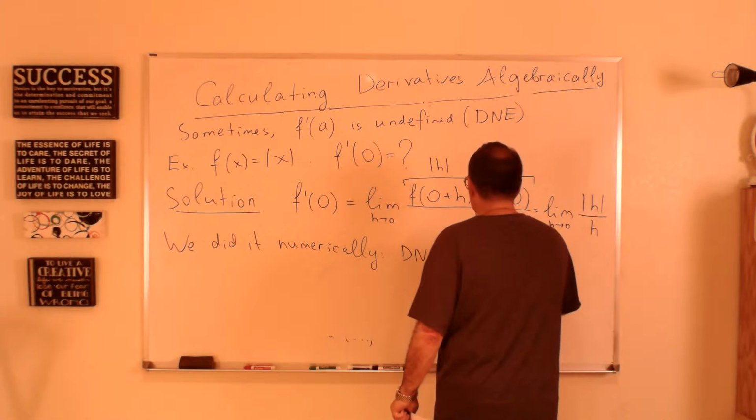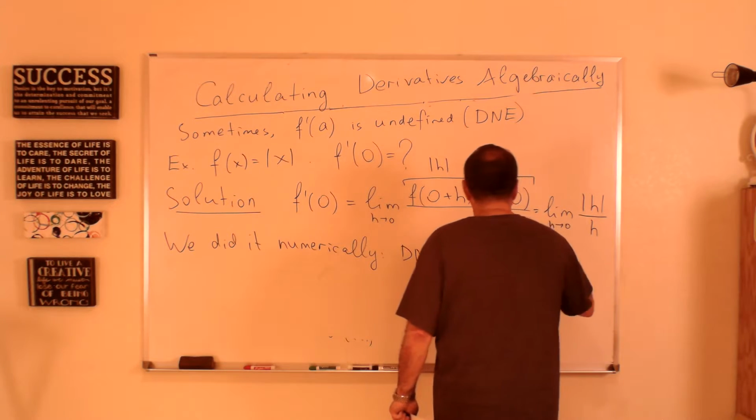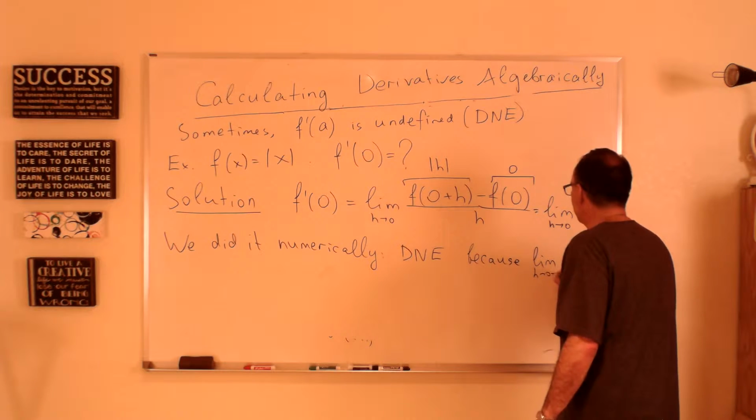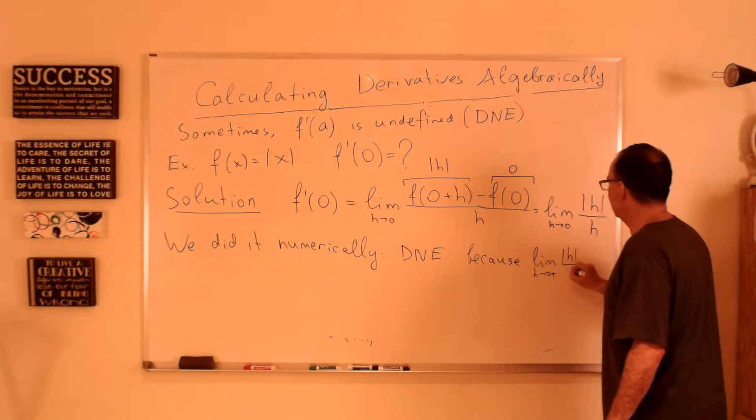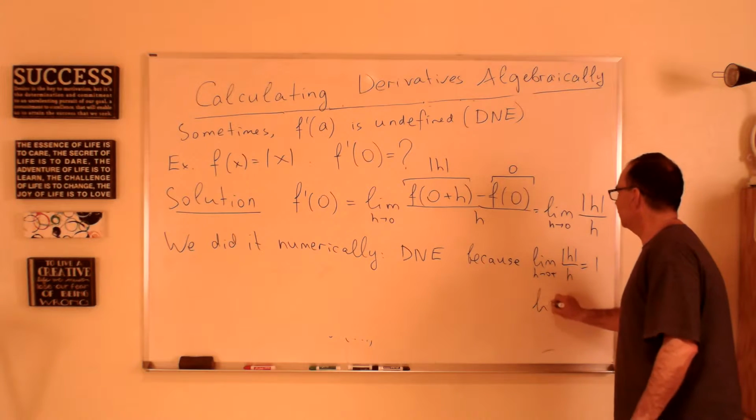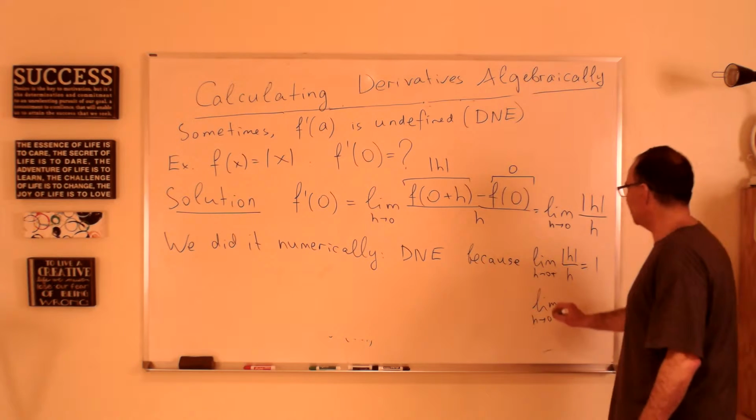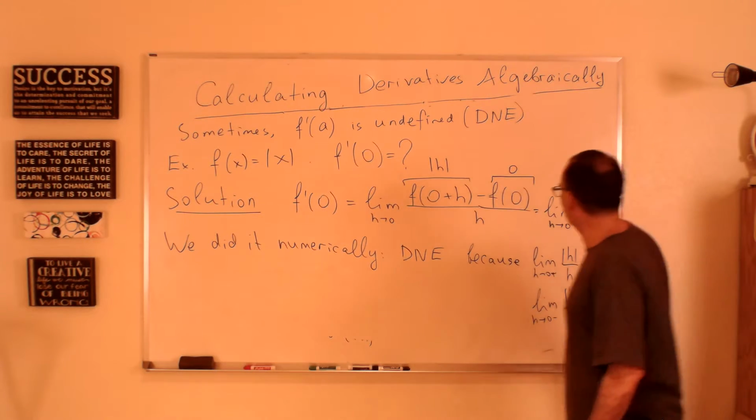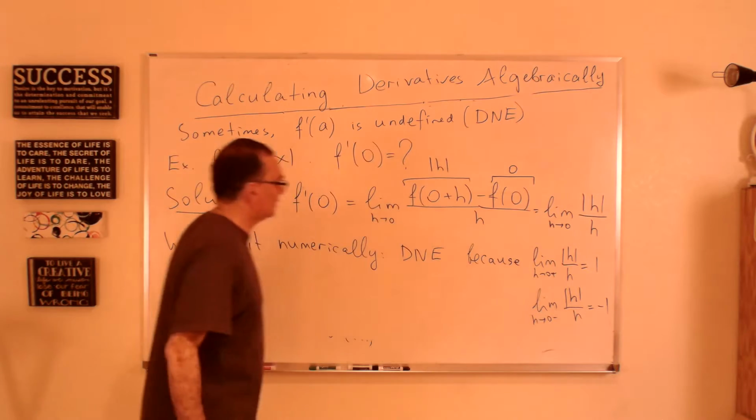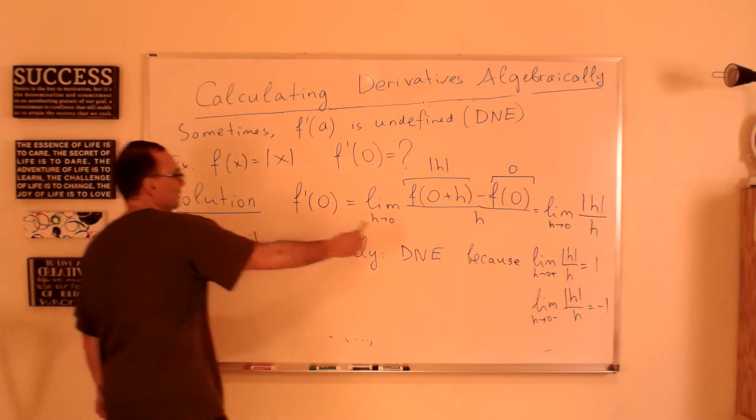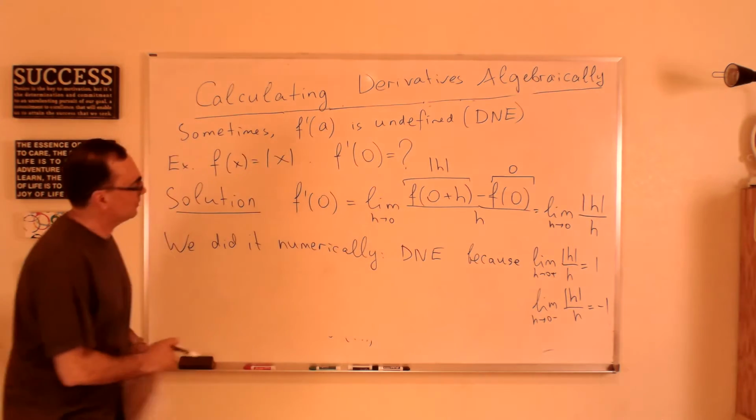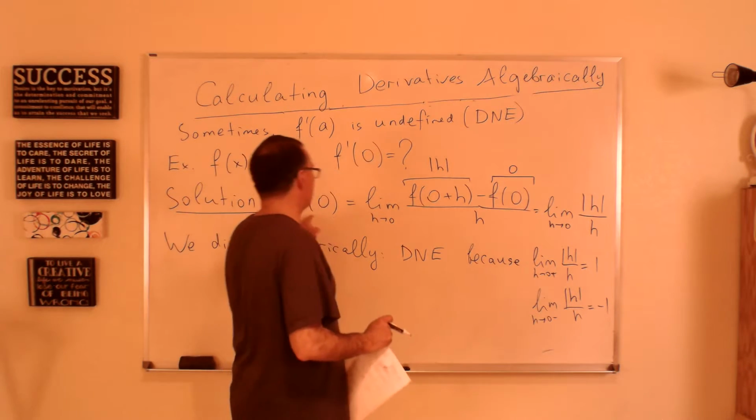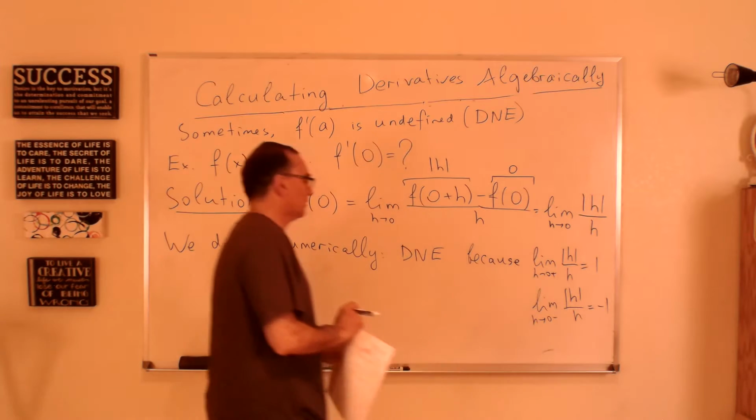So the limit as h approaches 0 from the right of that is 1, and the limit as h approaches 0 from the left, the left-hand limit, is negative 1. So this limit is undefined, or does not exist, and since the derivative equals that limit, the derivative also does not exist. So this is an example of a situation when the derivative does not exist.